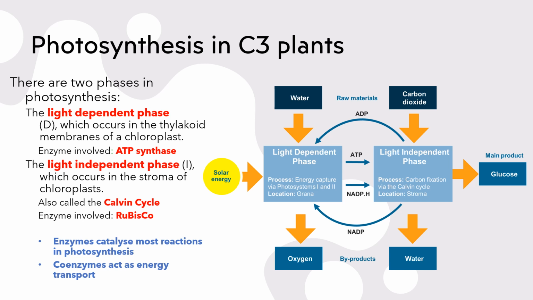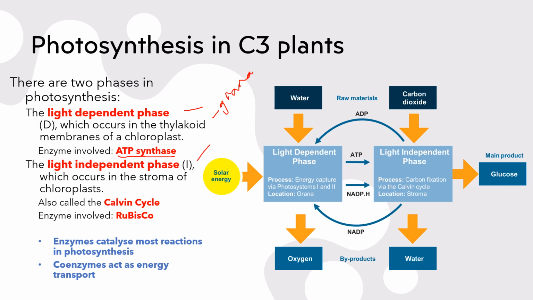So this is a really simple breakdown of photosynthesis and what it is. As I said, it's split into two main stages: a light-dependent stage and a light-independent stage. Hopefully the names give away the difference. The light-dependent stage requires light to work, and the light-independent stage does not. The light-dependent stage occurs in the thylakoid membranes or the grana inside the chloroplasts. The main enzyme involved in this process is ATP synthase, which we're going to look at in a second.